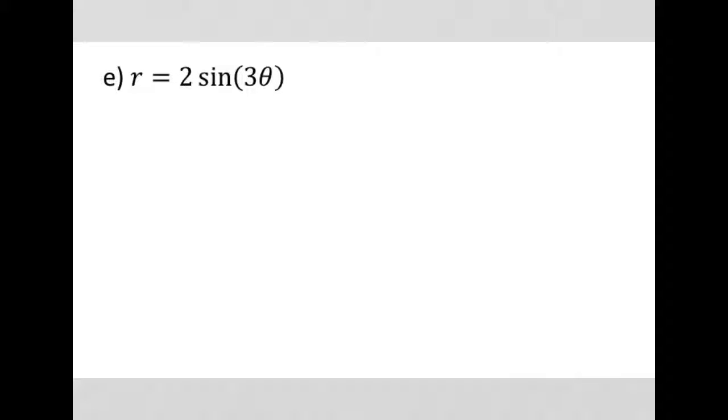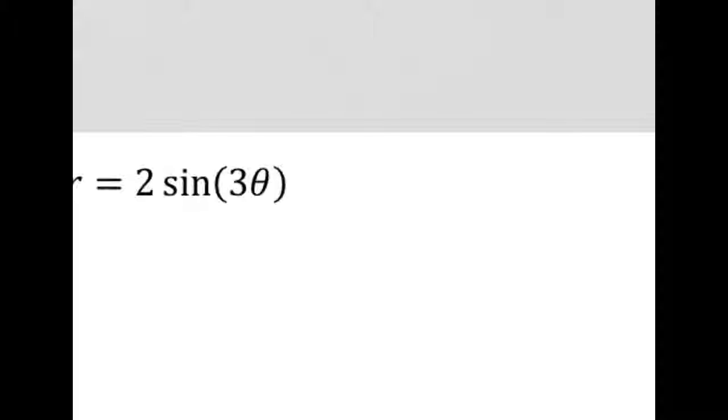Alright, you should be able to tell by looking at the form of this polar equation that we are going to deal with another Rose curve here. This time we have a sine function, and this time we have an odd n value, 3. So let's follow the same technique we did last time.